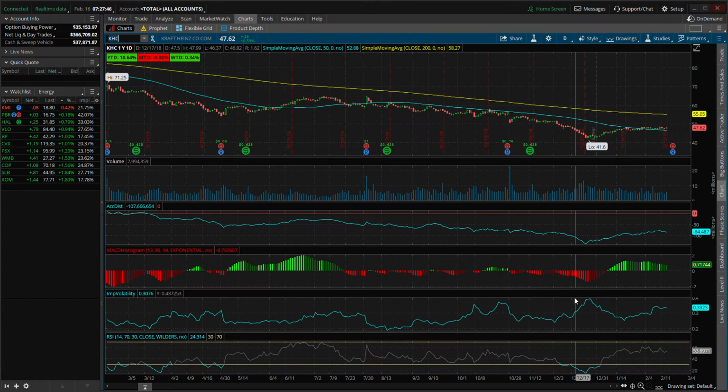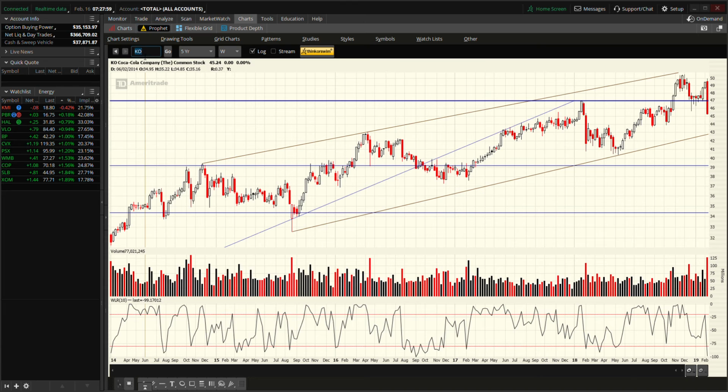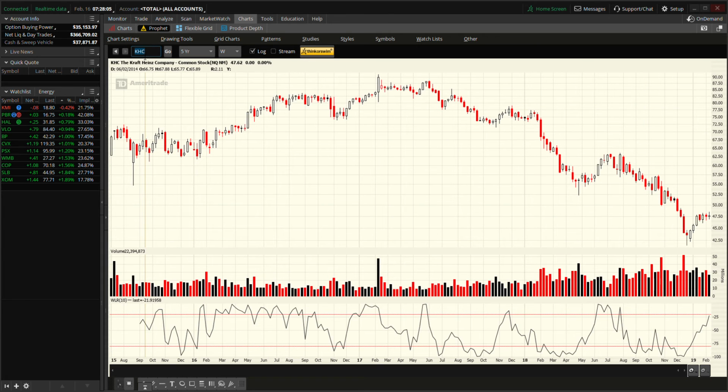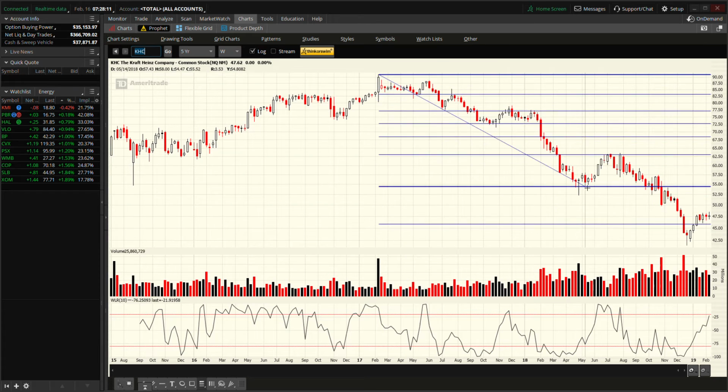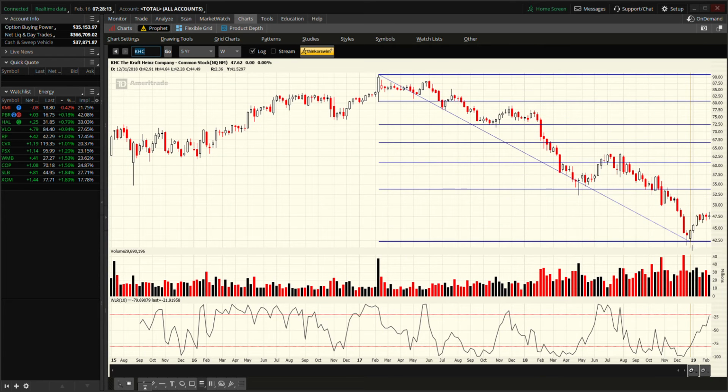So RSI in a overbought territory are getting close to, or no, actually in the middle. So let's see the longer term chart. It does not give me a good indication. KHC. Yeah, so let's draw a pattern here, starting from the top. Hopefully this is the bottom here.